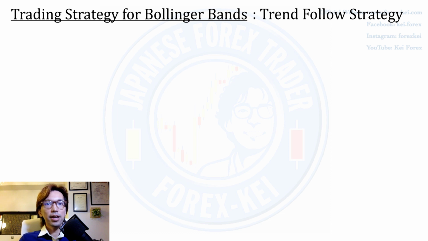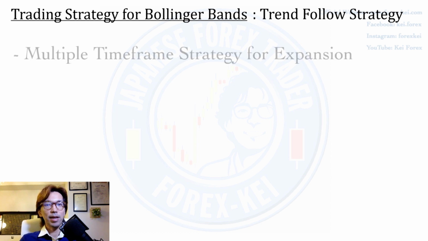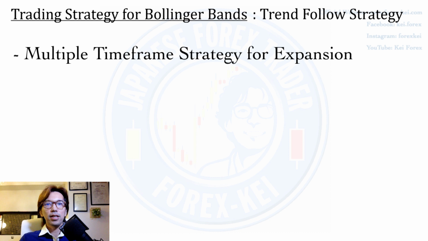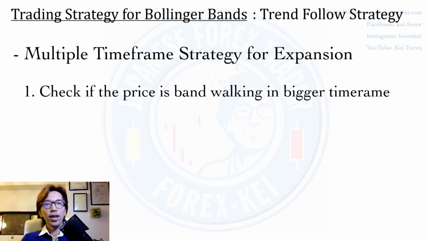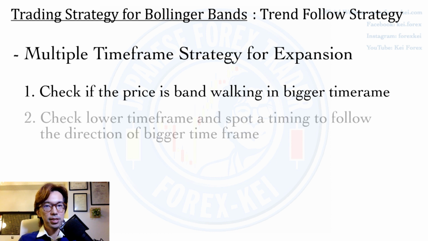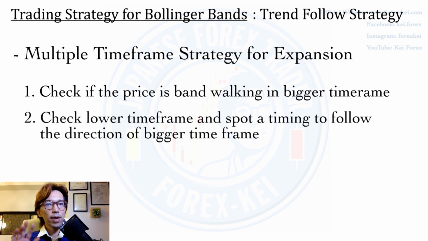Or here is another trend follow strategy when it's expanding. When I see the bands are expanding in daily time frame, let's say, and when I see the price is band walking between deviation 1 and 2, and if the 1 hour time frame looks to be in a range, then that means when it breaks to the upside, then a trend could continue to the upside by following the daily time frame between deviation 1 and 2.